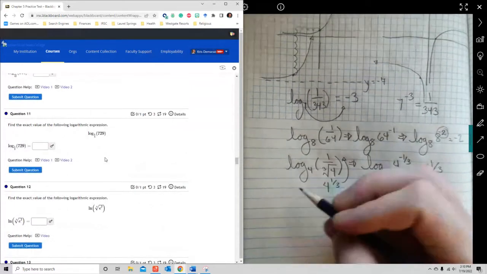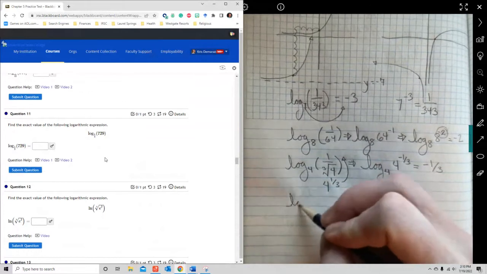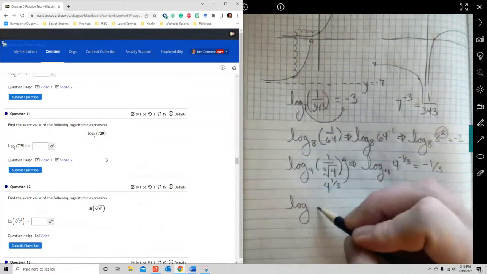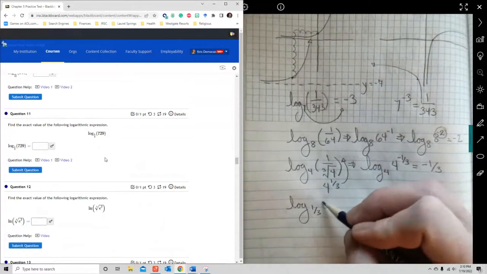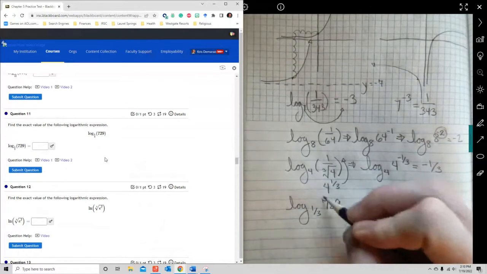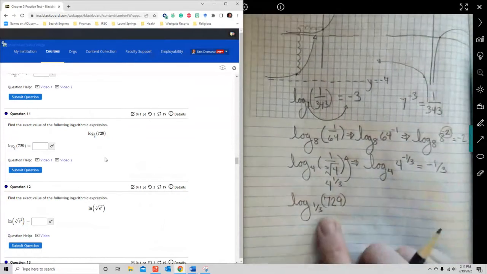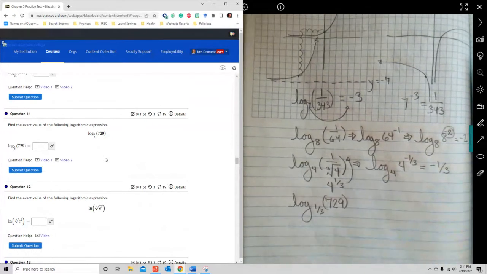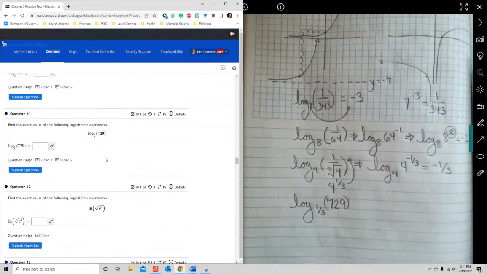Now for number 11. Number 11 says find the exact value of this log again. So we have log base 1/3 of 729. Now the thing about 729, I would imagine it has something to do with 3. Now all I have to do is think, well, wait a second, what about 3 raised to some power? Is it going to give me 729?